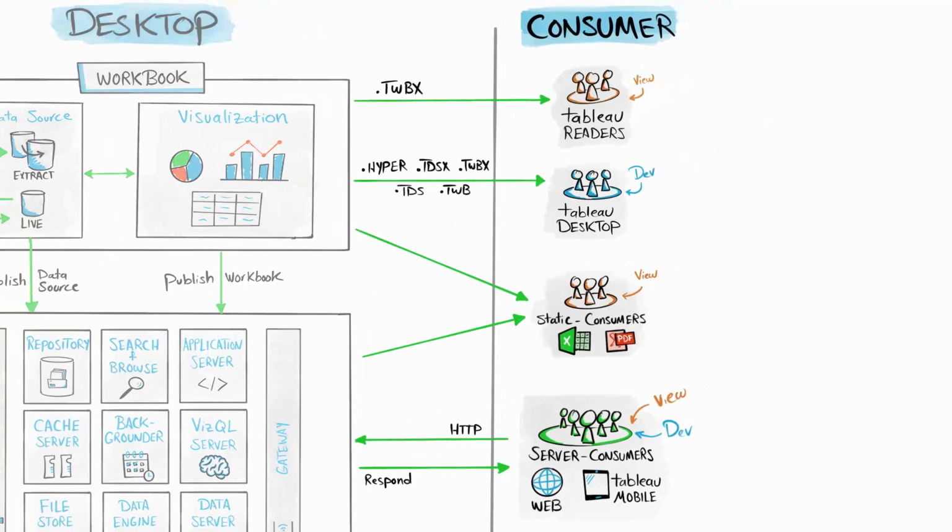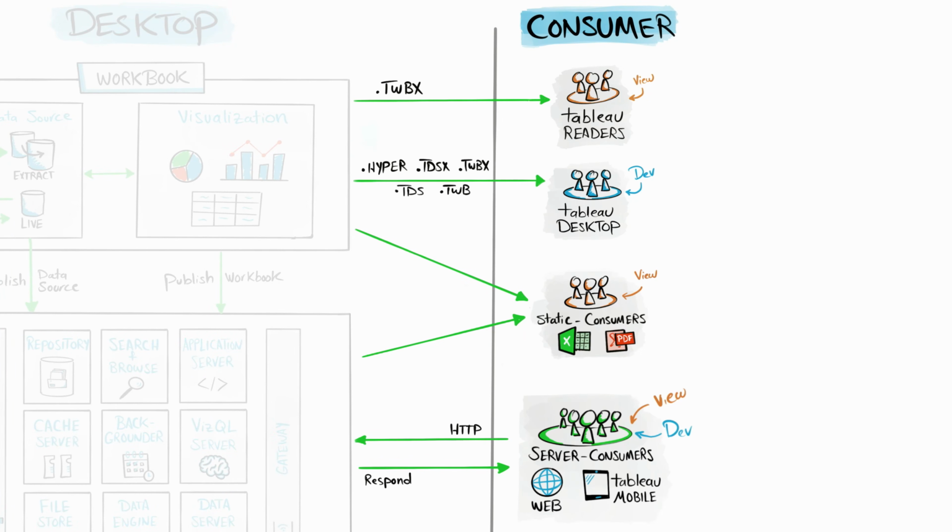And the last one is the consumer layer. Here we find the different groups of users and clients, like the Tableau readers that need only the TWBX files directly from the Tableau developers, and another group of users that are gonna use Tableau desktop to develop new views. And we have the static readers that are gonna receive files like PDF and Excel, and then we have a big group of users that's gonna access Tableau server using either web or Tableau mobile to interact with the published workbook.